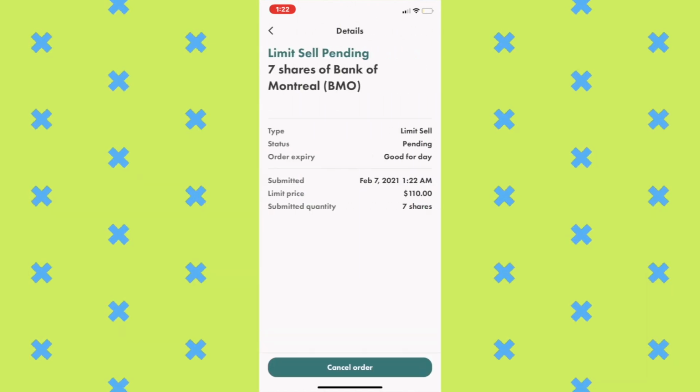So it's a limit sell and it's good for the day. That means the order will be active from 9:30 a.m. to 4 p.m. on Monday, which is the next trading day. So if no one buys the stock within that time period, the order will automatically be canceled and you'll have to make a new order for the next day since we didn't toggle on the 90-day feature. Now I'm going to cancel this order as well.